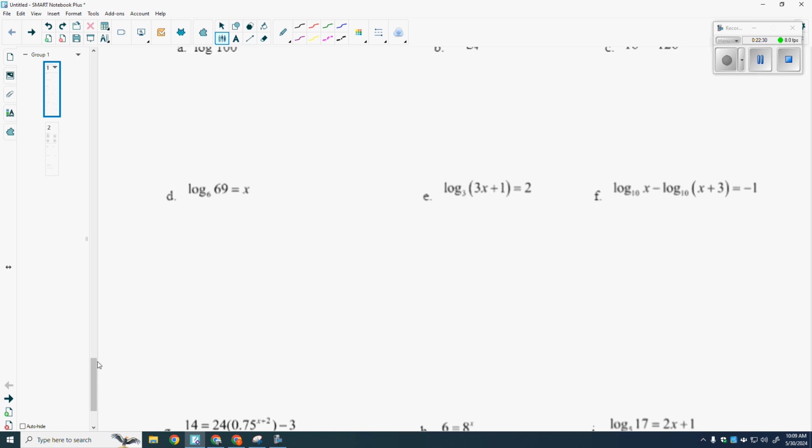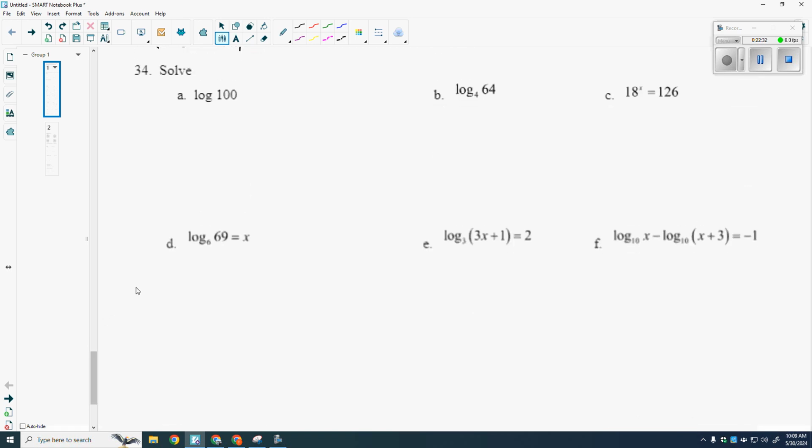Okay, 34. Too far. 34. Remember, if there's nothing written down here, this is an implied base 10. This question is asking 10 raised to what power equals 100? The base, the exponent, this is what it needs to equal. 10 to what power is 100? That'd be 2.